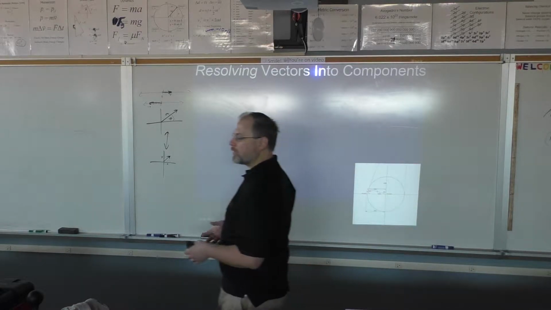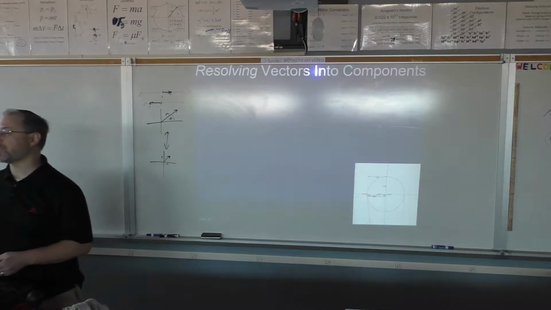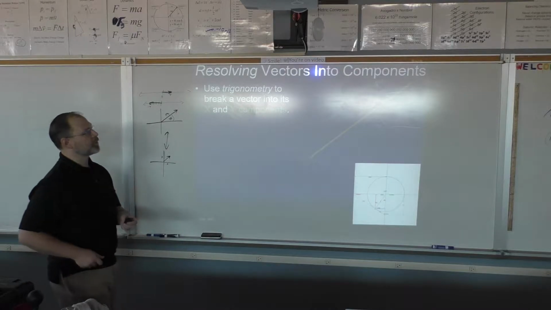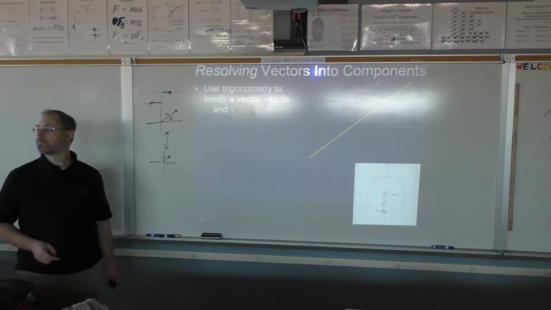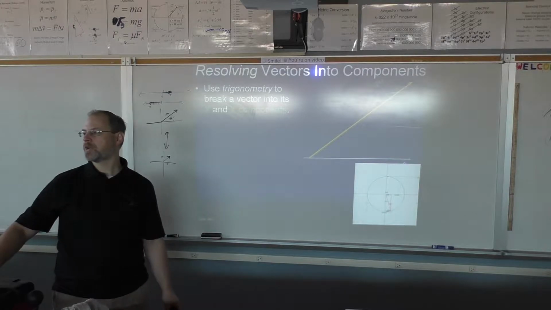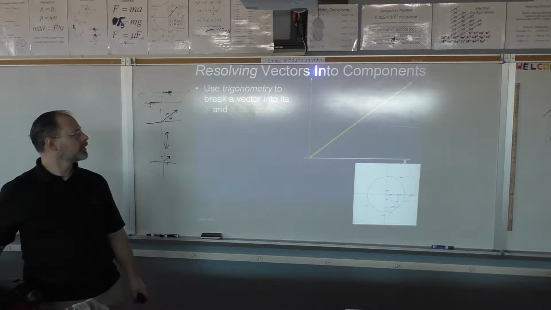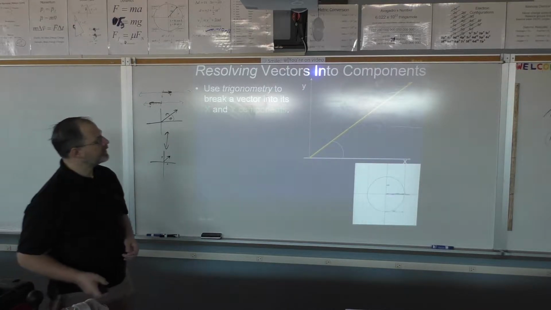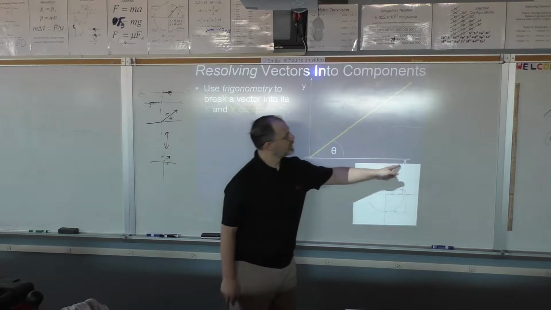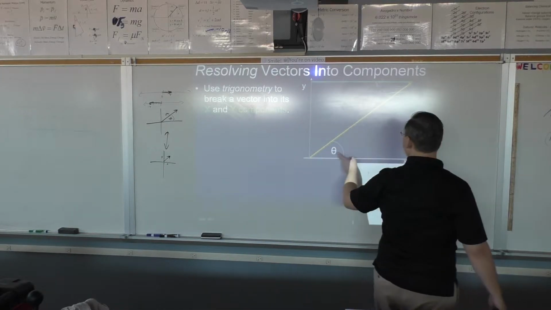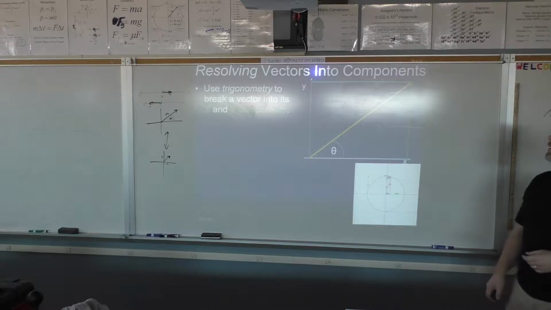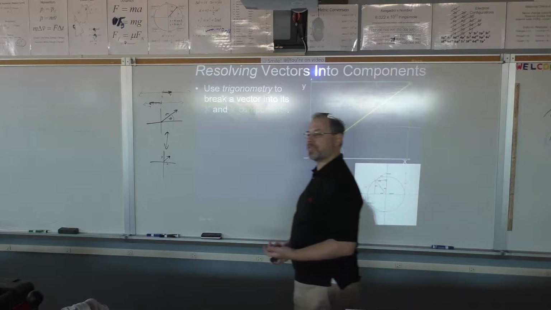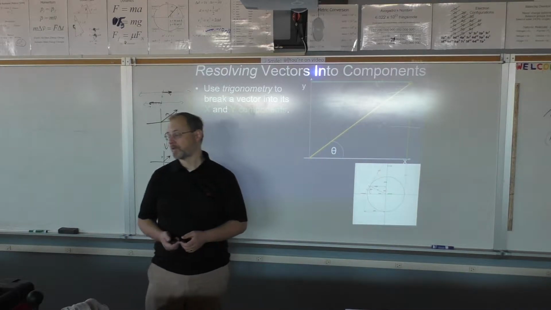So by resolving vectors into their components, we find their x-ness and their y-ness. We find a vector's x component and y component. And we do that, of course, with triangle math. Some people call triangle math trigonometry, triangle measurement, but we're going to call it trigonometry. So there's a vector, very simple vector. It has an x component, a y component, and an angle. What resolving vectors into their components does is it tells us this is how much x-ness this vector has, this is how much y-ness this vector has.